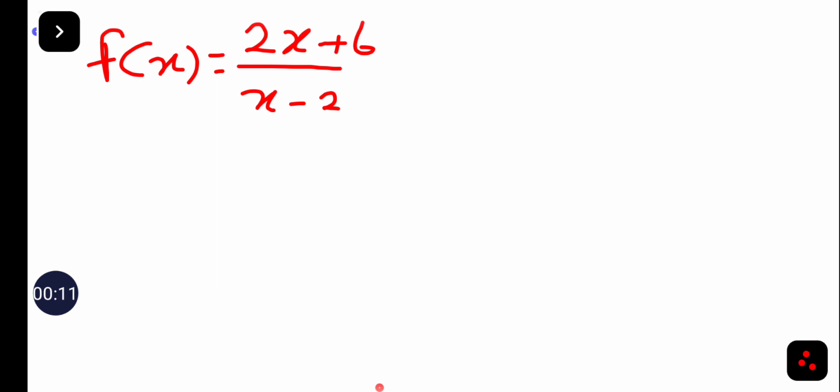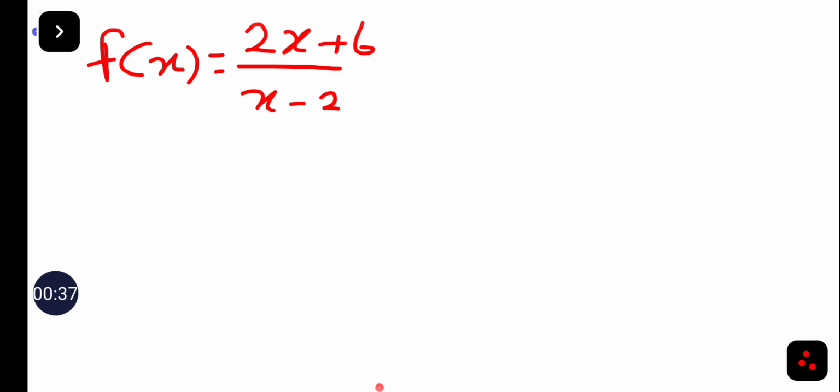Today I would like us to look at curve sketching, and I'm going to give a general procedure to sketch the curve of functions. To do that I will use an example. Let's say we are given the function f of x equal to 2x plus 6 over x minus 2.